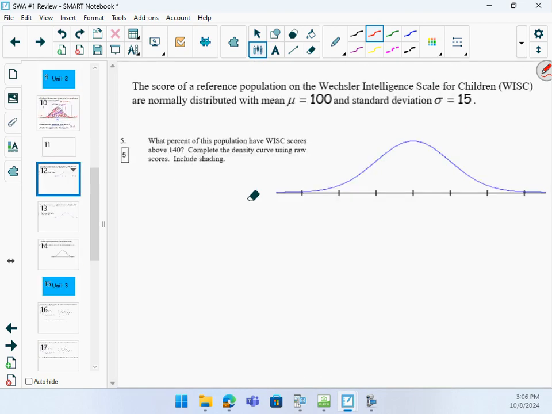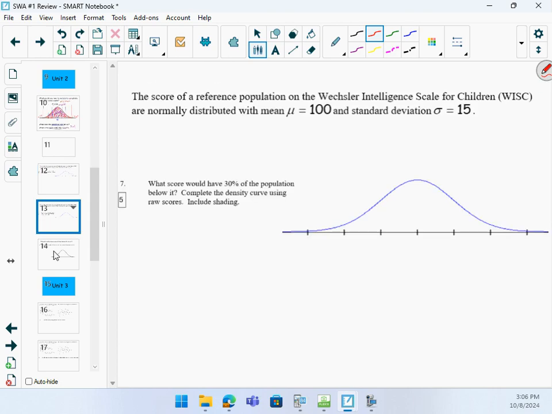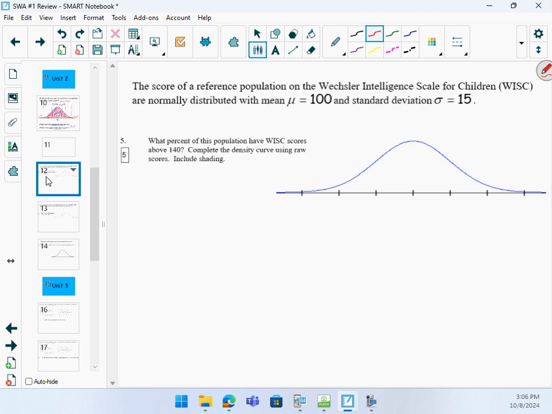I highlighted a couple of problems that I think would be very helpful from your packet to be able to answer. I picked number 5, number 7, and then number 9. So let's check this one out. Number 5, on your packet, if you want to fill it out. It tells us that the WISC scores are normally distributed, and it gives me a mean and a standard deviation.